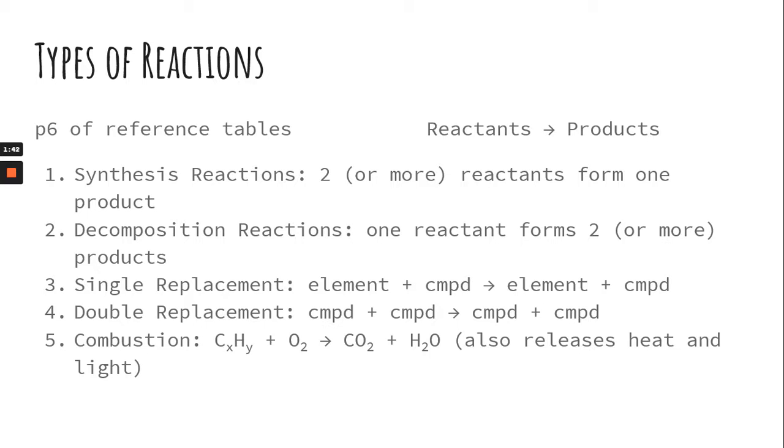So you have a hydrocarbon, which is what the CxHy represents, where x and y can be any ratio. It reacts with an oxygen molecule to form carbon dioxide and water. When a combustion reaction takes place, it always forms carbon dioxide and water, and it releases heat and light.